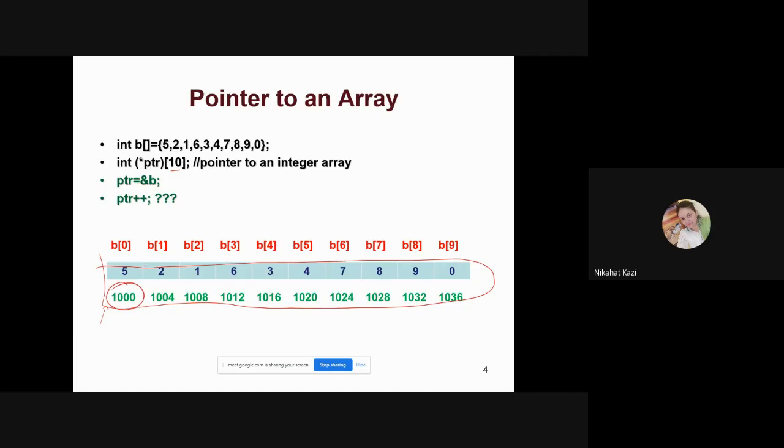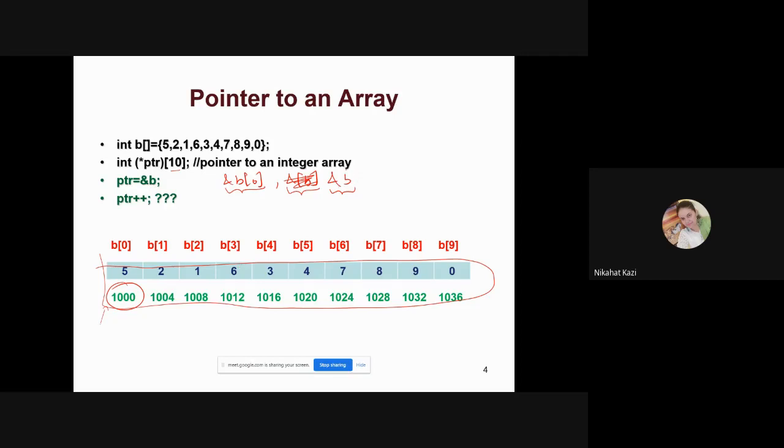Okay, so the address is the same, but the type is different. When I say address of b of 0, and when I say address of b, the type of these expressions is different. This means it is the address of the first element of the array, and this means it is the address of the entire array.